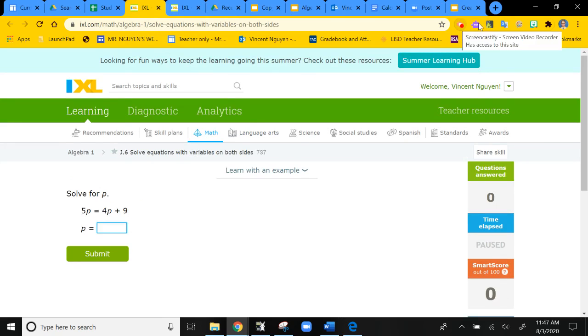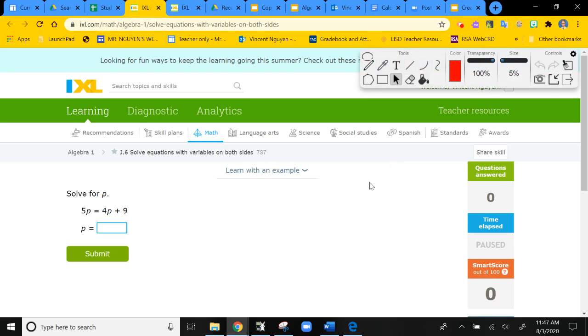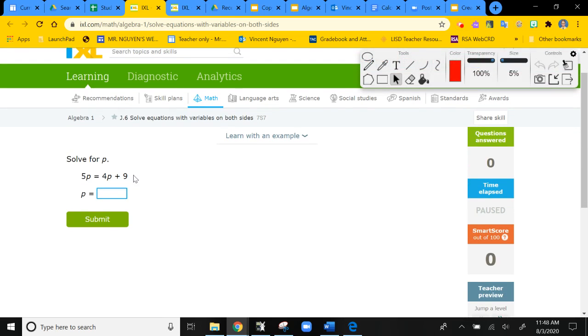This one, let me pull up my web paint here. This one is actually equations with the variables on both sides of your equation. As you can see here, there's 5p here and there's 4p here. So we have to somehow bring them together, right? So here's the rule of thumb. Always remove the smaller variable first.